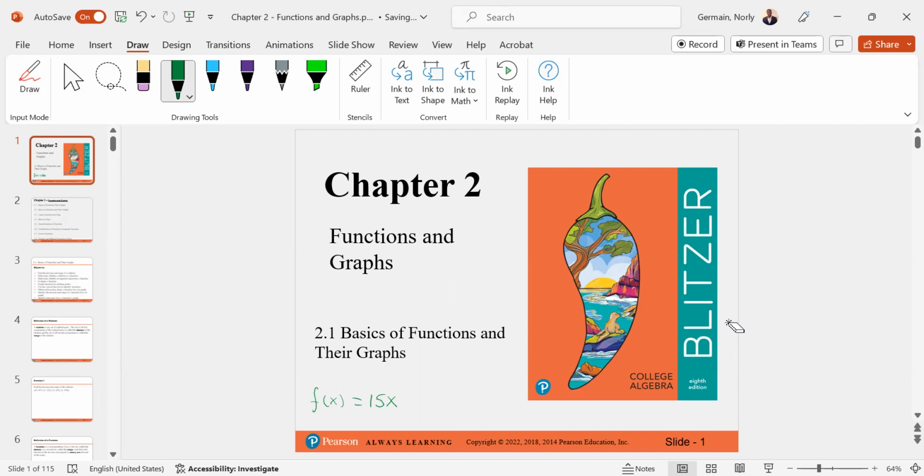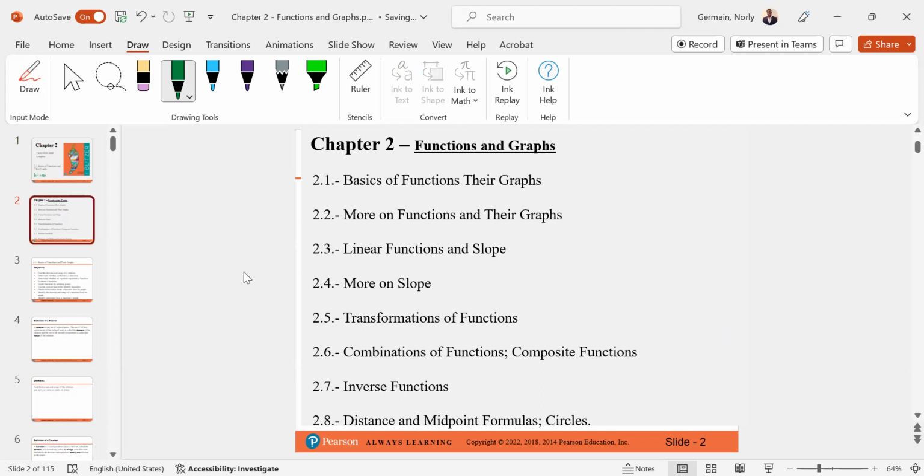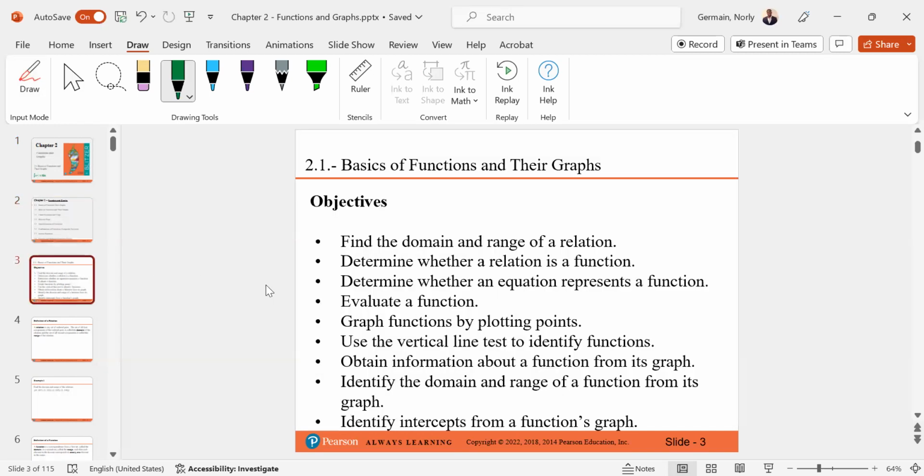So we're going to go over some basic functions very quickly in section 2.1, basics of functions and their graphs. And in a different video, we're going to go over more functions and graphs: linear functions and slopes, transformation of functions, combination of functions, composite of functions, inverse of functions, and we would conclude this chapter with distance and midpoint formulas and circles. But as I said, in this chapter, we would focus on the basics of functions and graphs.